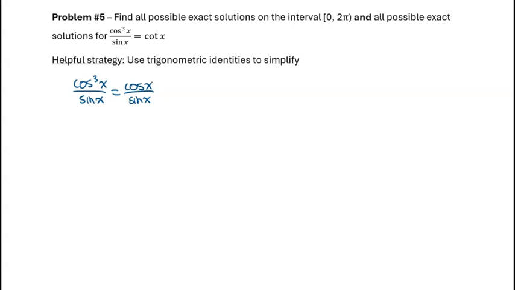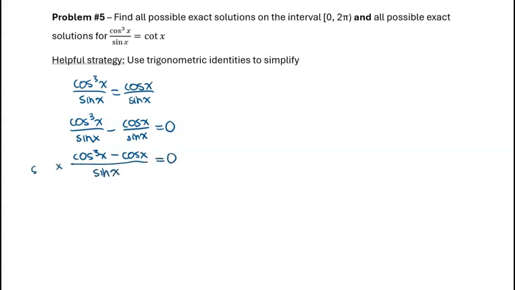So what we're going to do is we're going to bring the cos x over sine x to the left side. So I'm going to have cos cubed x over sine x minus cos x over sine x is equal to 0. And because that has a common denominator, I'm going to write this as cos cubed x minus cos of x over sine of x equals 0. And so if I multiply both sides by sine of x, this is going to cancel out. And that's not a problem.